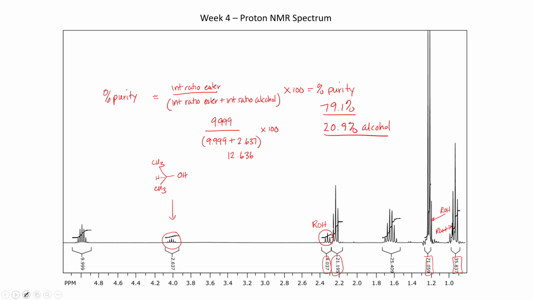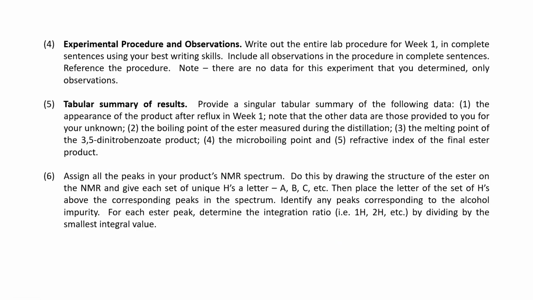And if you follow the directions, it will tell you to assign all of the product's NMR peaks. Once you have the structure, you're going to have A's, B's, and C's like you did in the NMR homework sets, and then you're going to identify any peaks corresponding to the alcohol, and then for each of the ester peaks determine the ratios of whether they're 1H, 2H by dividing through the smallest integral value. So that's how you're going to analyze the data, and you can do that directly on the NMR. Write directly on it, take a picture of it, and incorporate it in your report.